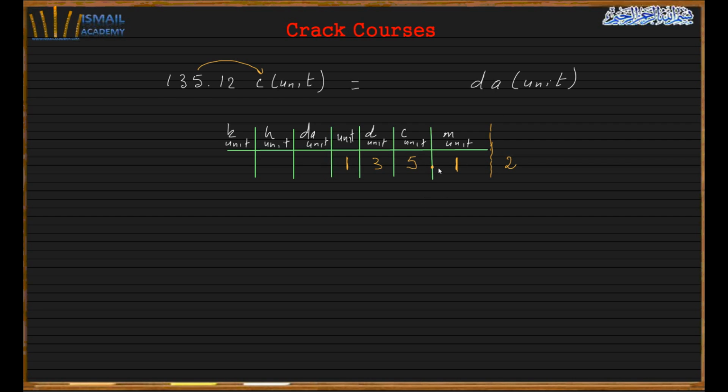Now they want to convert this one to deca-unit. So I'm gonna move this one to the deca position, which is here, and there's nothing here, so I put 0. That means the answer here is 0.13512 deca unit.